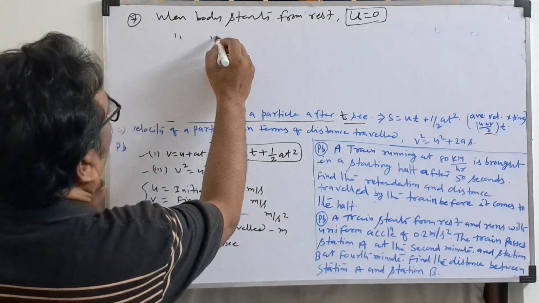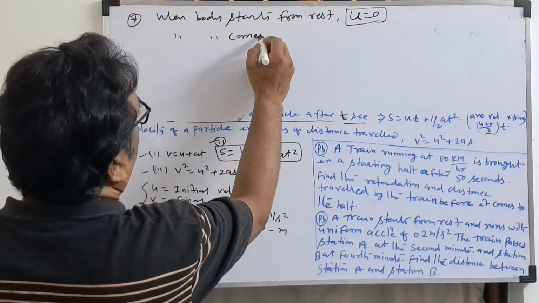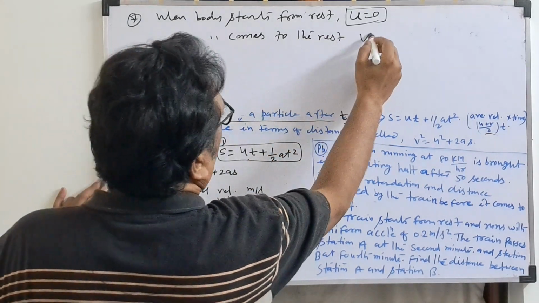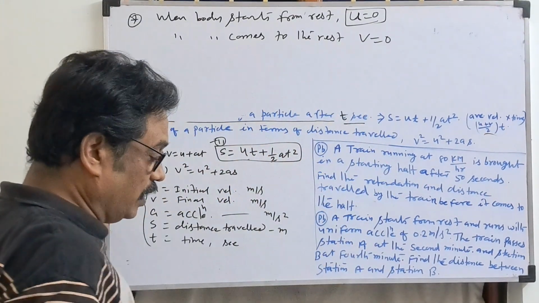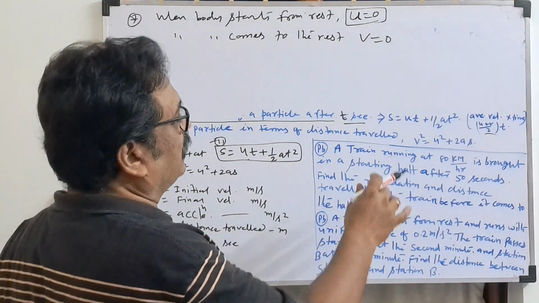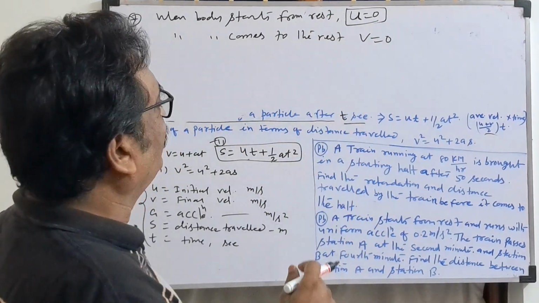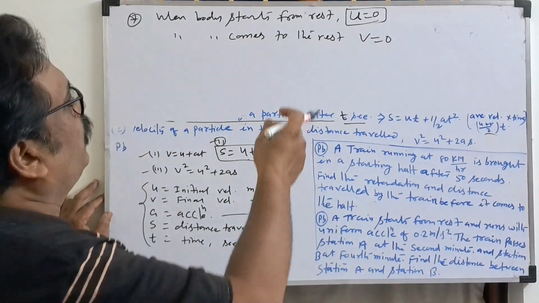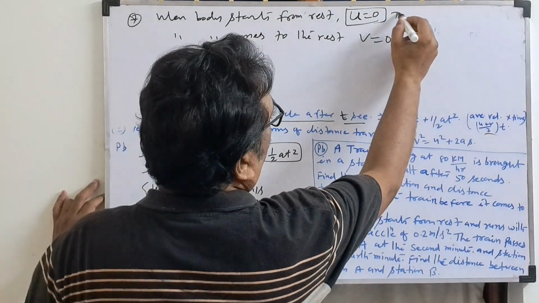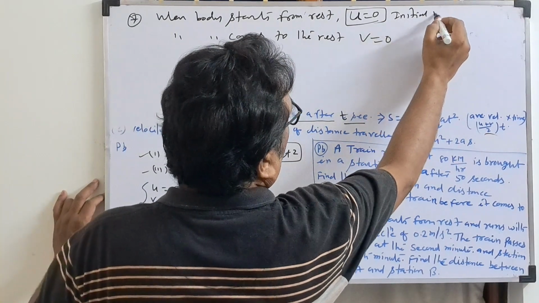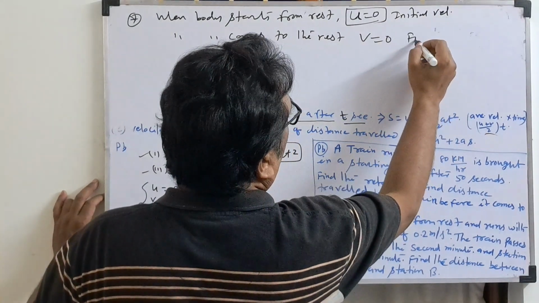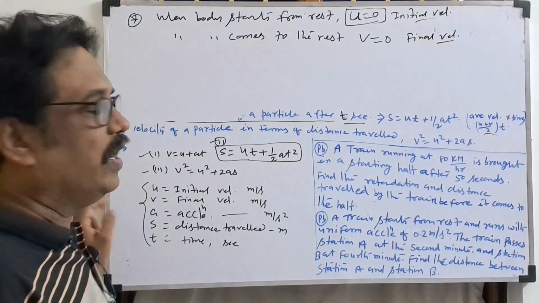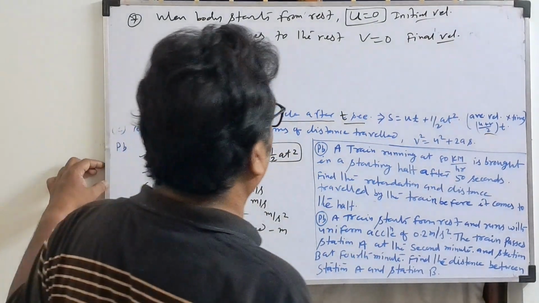When a body comes to rest, that means the final velocity will be zero. These two conditions you have to remember when solving this kind of question. When the body starts from rest, or similar language they give, we can assume the initial velocity u will be zero, and the final velocity v will be zero in the other case. Okay, now we will start these questions.